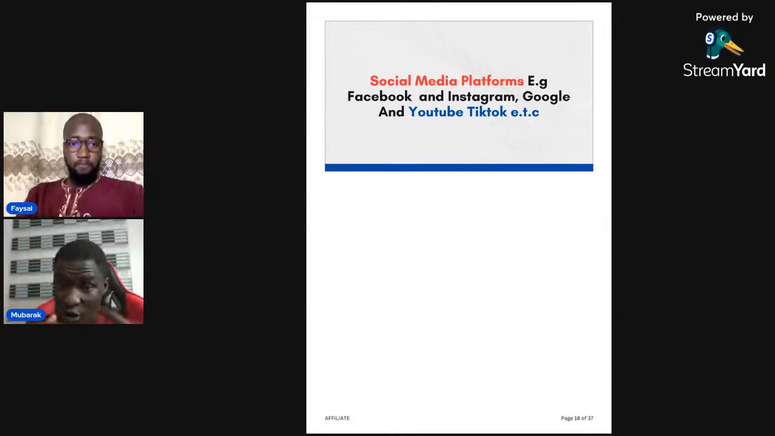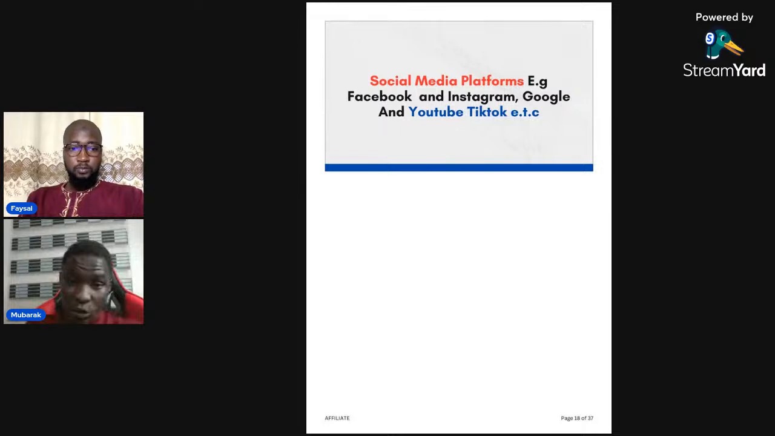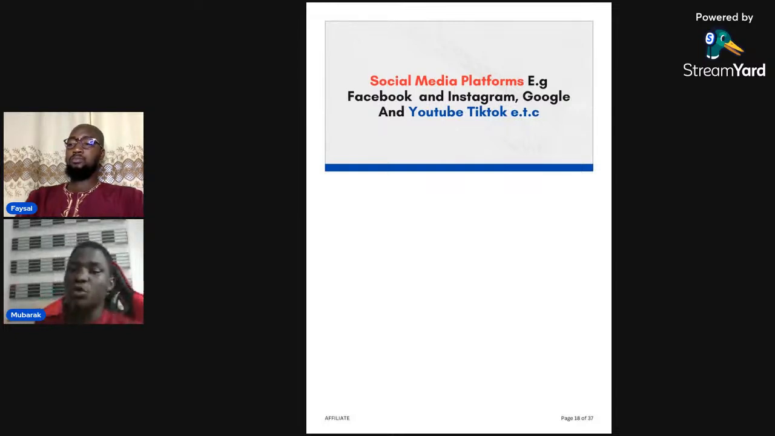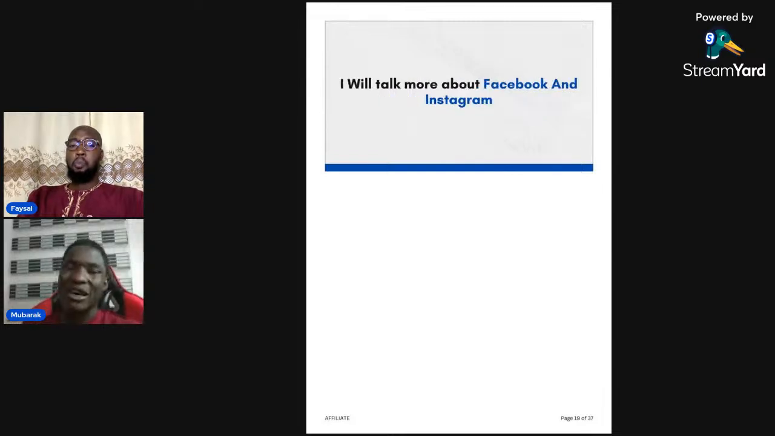I can also say Google and YouTube are somehow the same, because there are options that will allow you to run your ads on YouTube from Google. The same as Facebook and Instagram. From Facebook, you can run your ad on Instagram. At the same time, from Google, you can run your ads on YouTube. Do you understand? You can also use TikTok, Snapchat, and any other social media platforms to run your ads. But here we will talk more on Facebook and Instagram.